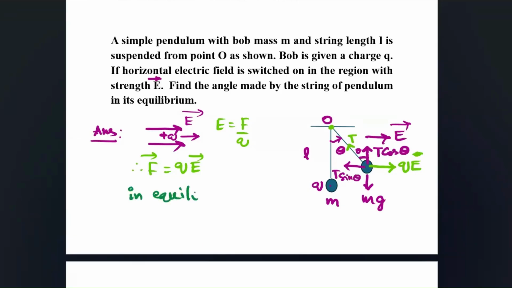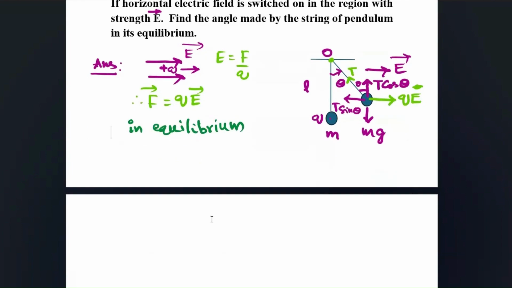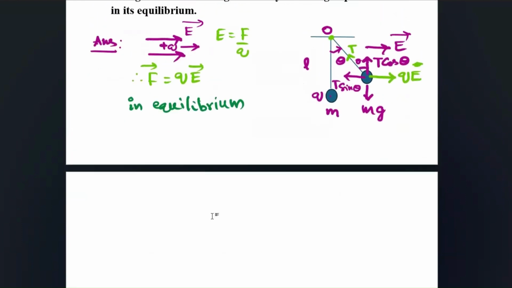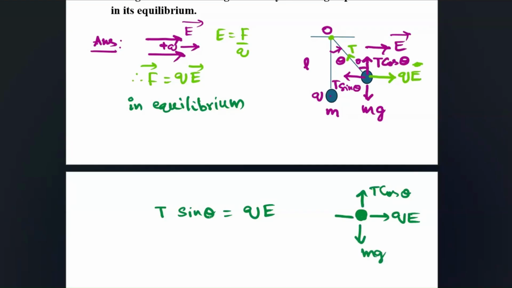In equilibrium, the forces acting on the bob balance each other. So listen first: T sin theta is equal to QE. I will draw the free body diagram here: QE acting like this, this is T cos theta, this is the weight of the bob mg, and this is T sin theta.